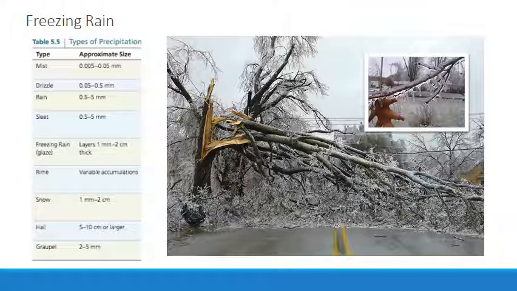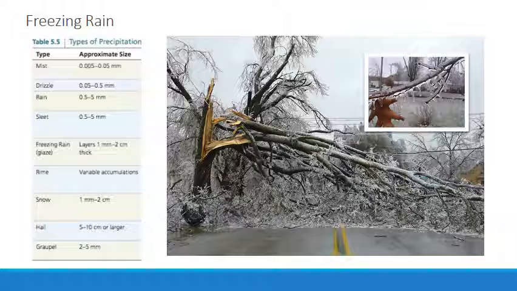Freezing rain, on the other hand, falls as supercooled raindrops that freeze on contact with some object that's below freezing. So roads, power lines, other structures, your car, sidewalks. Freezing rain forms a thick coating of ice that has just enough weight to seriously damage trees and power lines.